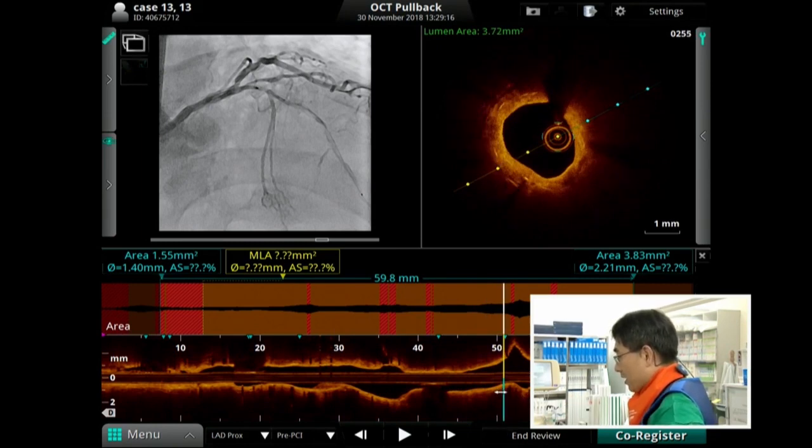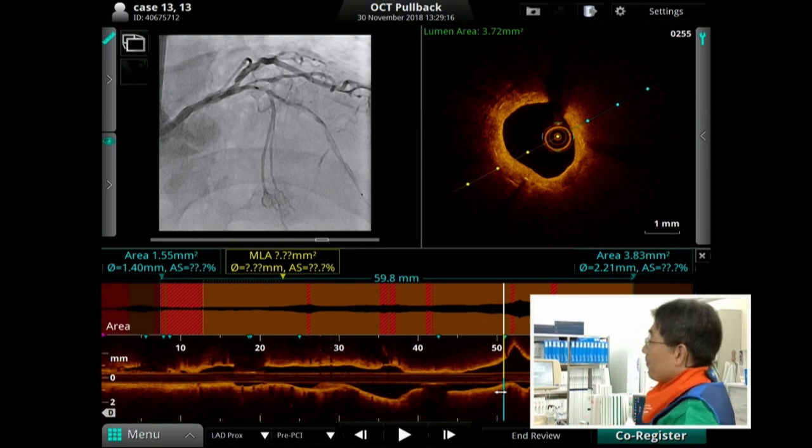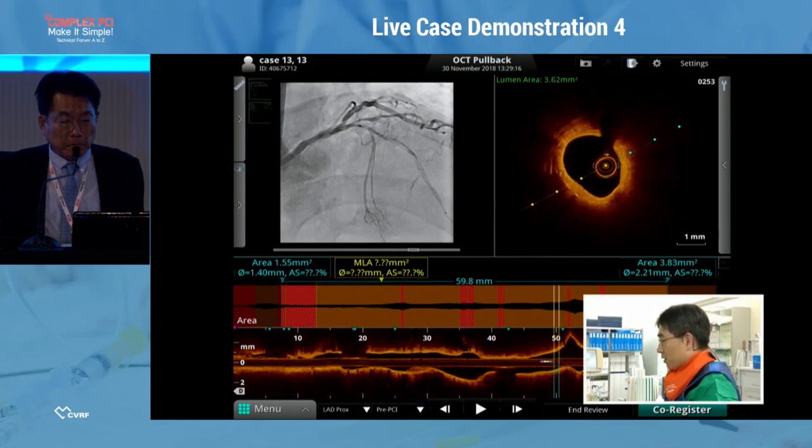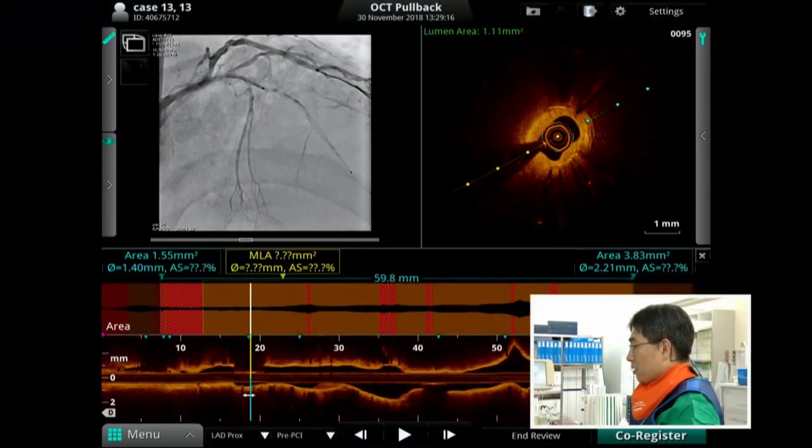So I think it is better to compare with the different distal reference vessel size. Yeah, that's right. This underexpansion, the reference size is around 3.0. And this stent is 2.5 and 2.75, but it is expanded very small, to 2.0, 1.8, something like that. Right.